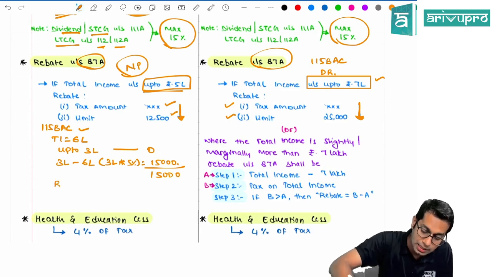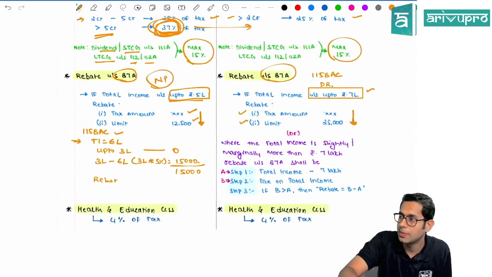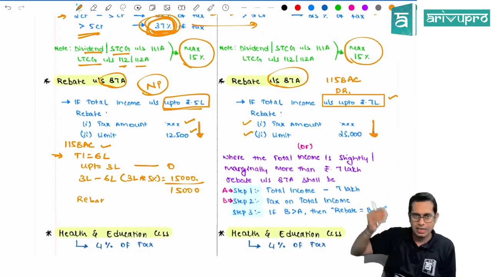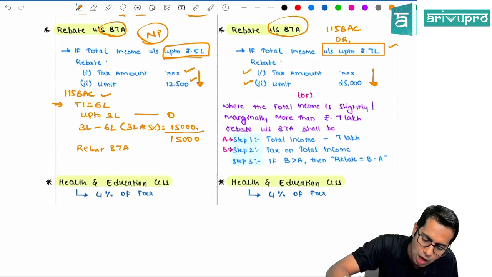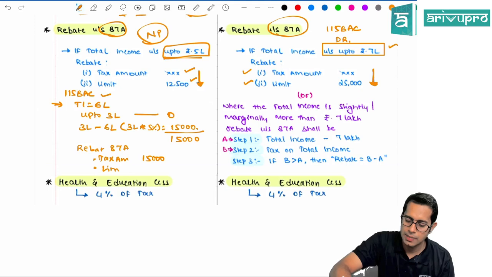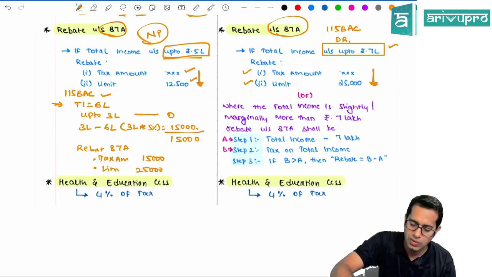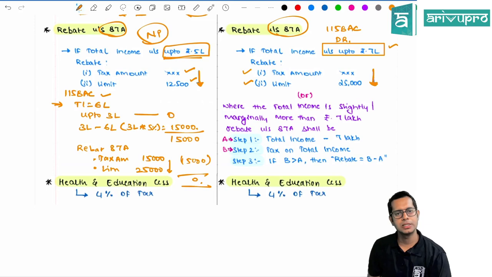Now, will I get a rebate? Yes. Sir, why will I get a rebate? Because your total income is 6 lakh rupees, which is up to 7 lakh rupees. It is within the limit of 7 lakhs. So you'll get a rebate under section 87A. How much is the rebate? It will be the tax amount which is 15,000, or the limit. How much is the limit? 25,000. Whichever is less: 15,000 rupees. Net tax which you have to pay is 0.